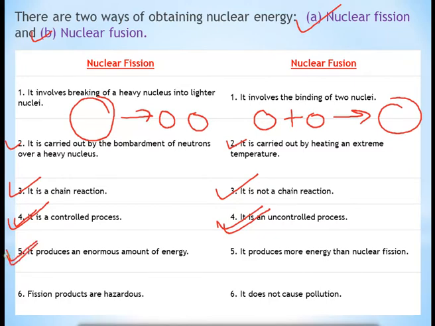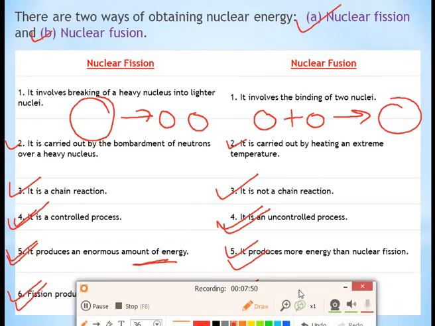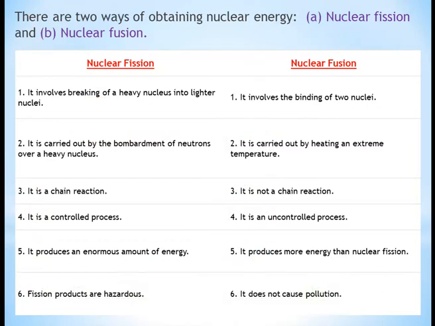Fusion produces an enormous amount of energy. It produces more energy than nuclear fission. In both we can produce a large amount of energy, but the energy we get in fusion is comparatively greater than in fission. Fission products are hazardous, which means they are dangerous. Fusion does not cause any pollution. So these are the differences between fission and fusion. Go through these differences. It will be helpful for you during your exams.